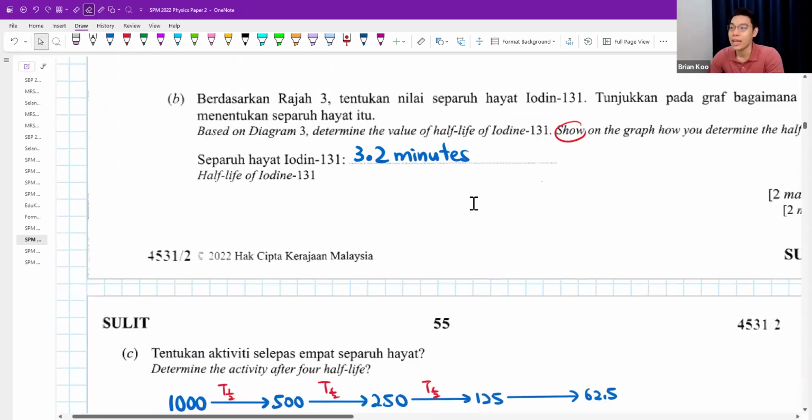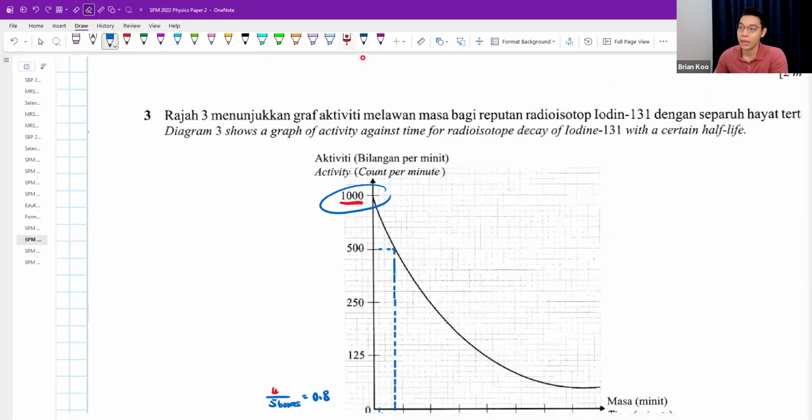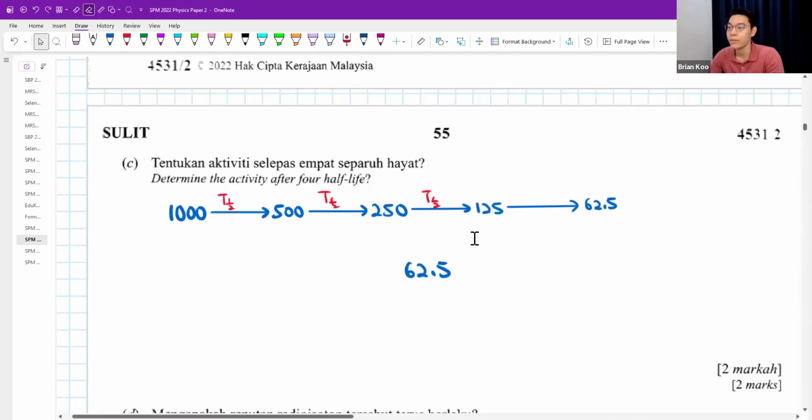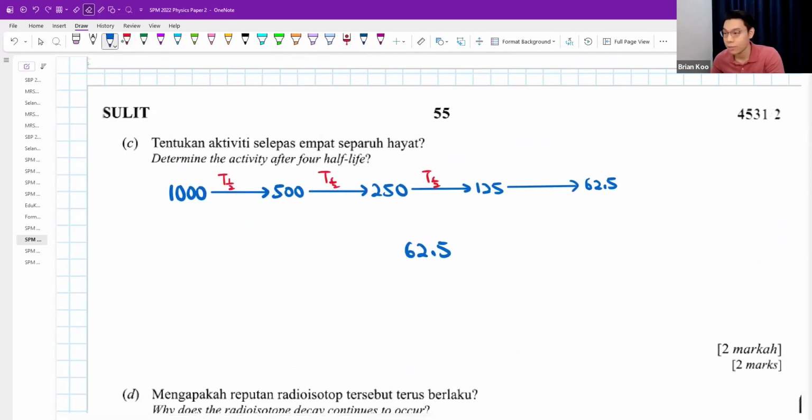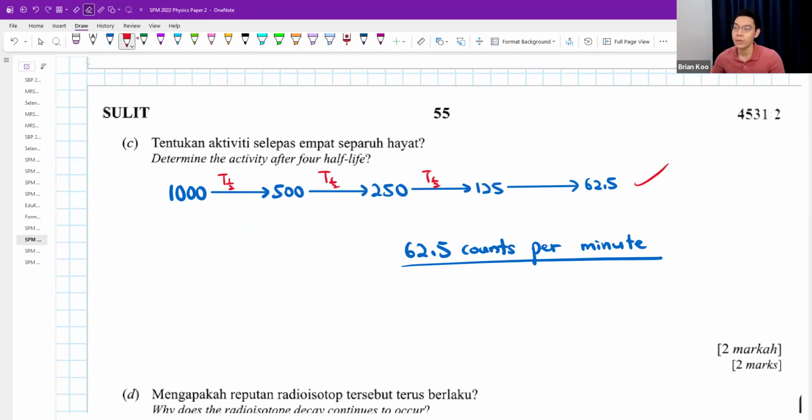Okay, activity actually has a unit of counts per minute. Just copy from the graph. 1 mark for your arrow. You don't need to even write this. Also, it's fine, whether you write or not, it's fine. And then 1 mark. Okay, so this is the easier way.